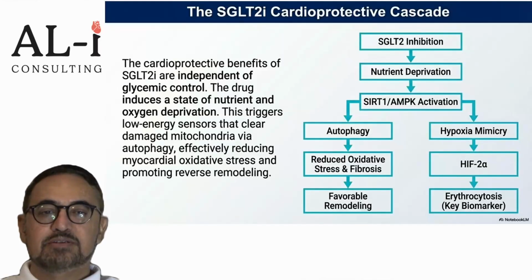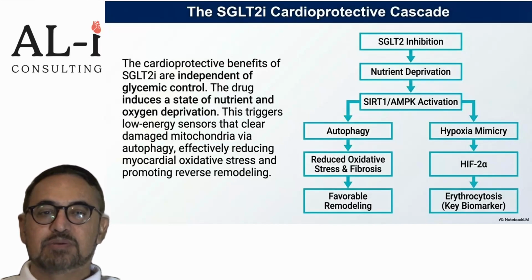The benefit of SGLT2 inhibitors is not simply glucose lowering. Instead, they appear to trigger a cardioprotective cascade that resembles a state of nutrient and oxygen deprivation signaling. SGLT2 inhibition activates low energy sensors such as SIRT1 and AMPK. This leads to enhanced autophagy, which helps clear damaged mitochondria, lowers oxidative stress, and reduces fibrosis. The downstream effect is more favorable remodeling.